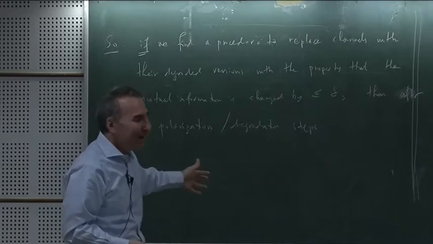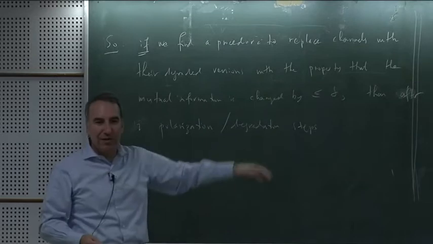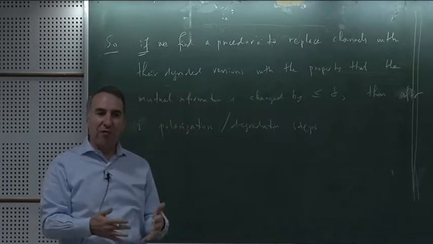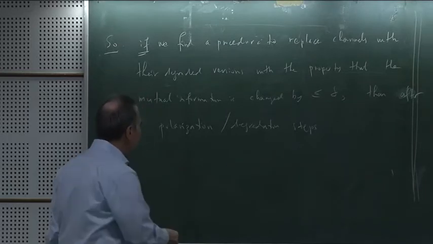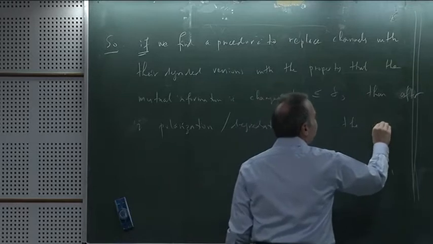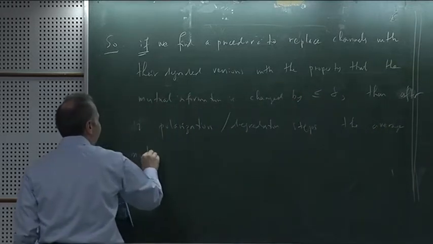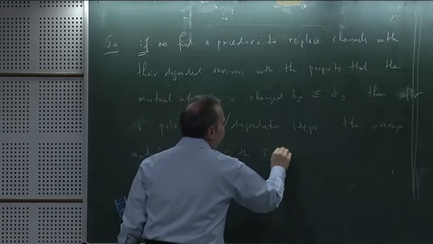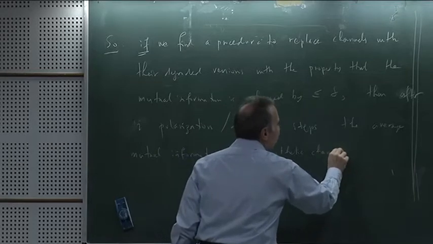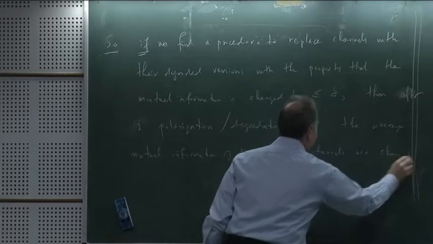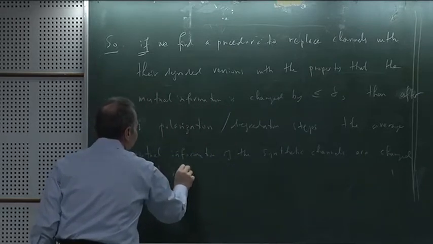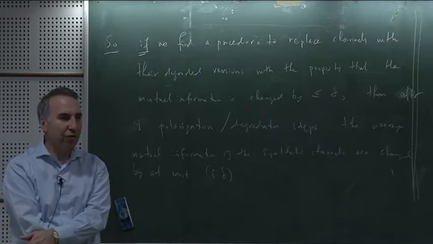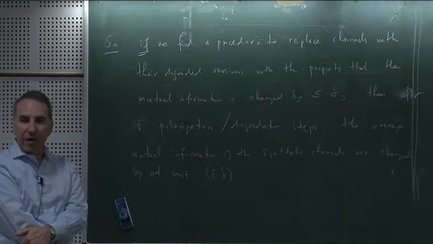Okay? So hopefully, among these properties, I'm also going to add this thing. Don't change the mutual information by much. At the same time, make sure that you reduce the output alphabet to something manageable too. Okay? So we shall see how to do this. After I polarization steps, the average mutual information of the synthetic channels are changed by at most I times delta. Okay? So after I steps at the ith column that you're trying to decide which channels are good, which channels are bad, you only change the mutual informations by I times delta.